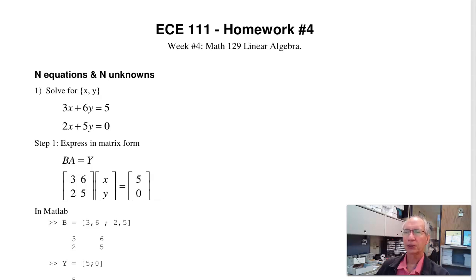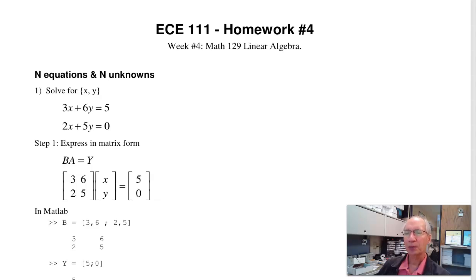Here are solutions to homework set number 4 for ECE 111. This homework set looks at using Matlab to solve for n equations and unknowns. That's the type of problem you run into when you take Math 129 linear algebra. We'll also look at doing curve fitting. Given a bunch of data, come up with a line or parabola that passes through the data.